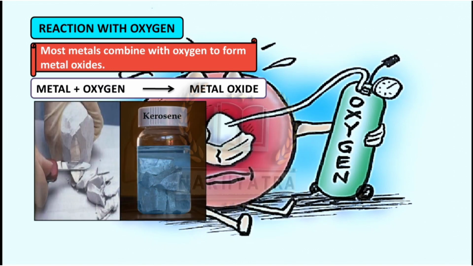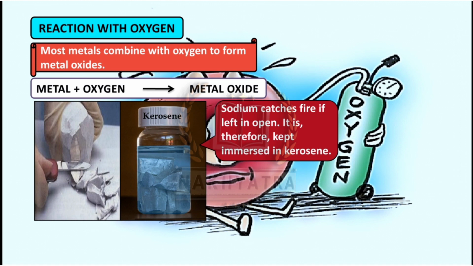Clear everyone? Alright. Sodium catches fire if left in open. It is therefore kept immersed in kerosene. Now sodium is a highly reactive metal. So therefore sodium metal is often stored immersed in kerosene to prevent it from reacting with moisture and oxygen in the air. So this reaction can be quite vigorous and it can even catch fire. Okay, so by keeping sodium immersed in kerosene, it is effectively isolated from the surrounding air and moisture, thus preventing or slowing down these reactions.